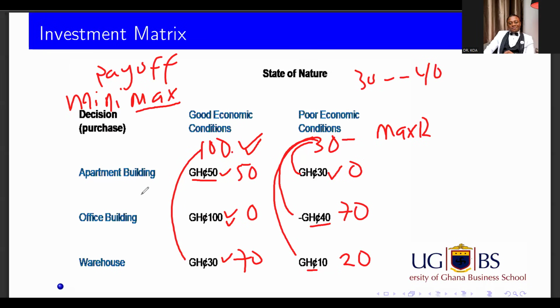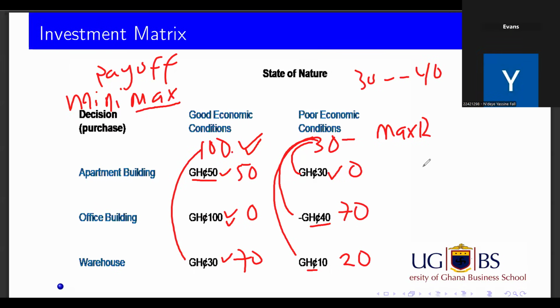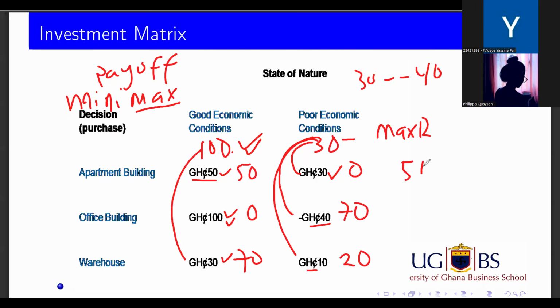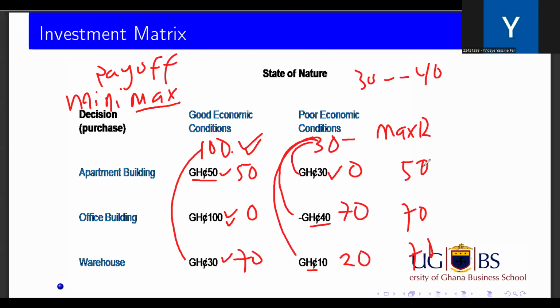So when you go to apartment building, you select the maximum regret there. Between 50 and 0, which one is the maximum regret? That's what you pick. Between 0 and 70, which one is the maximum regret? That's what you pick. So who can tell me the maximum regret for all of them? Evans. Yasin. So it is 50, 70, 70. Okay, so that becomes the maximum regret.